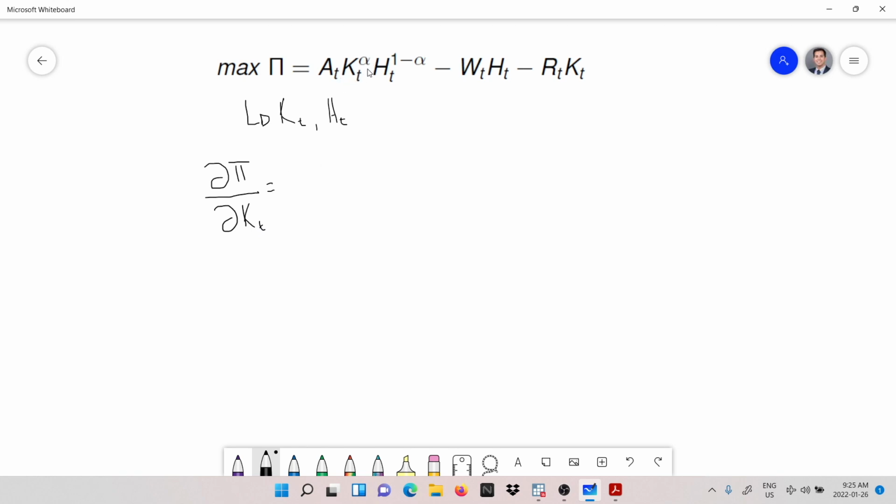and from here what we'll get is that the first order condition is alpha A_t K_t^(alpha-1) H_t^(1-alpha). And then the other place where we have capital is here. So the derivative with respect to capital here would be minus R_t.